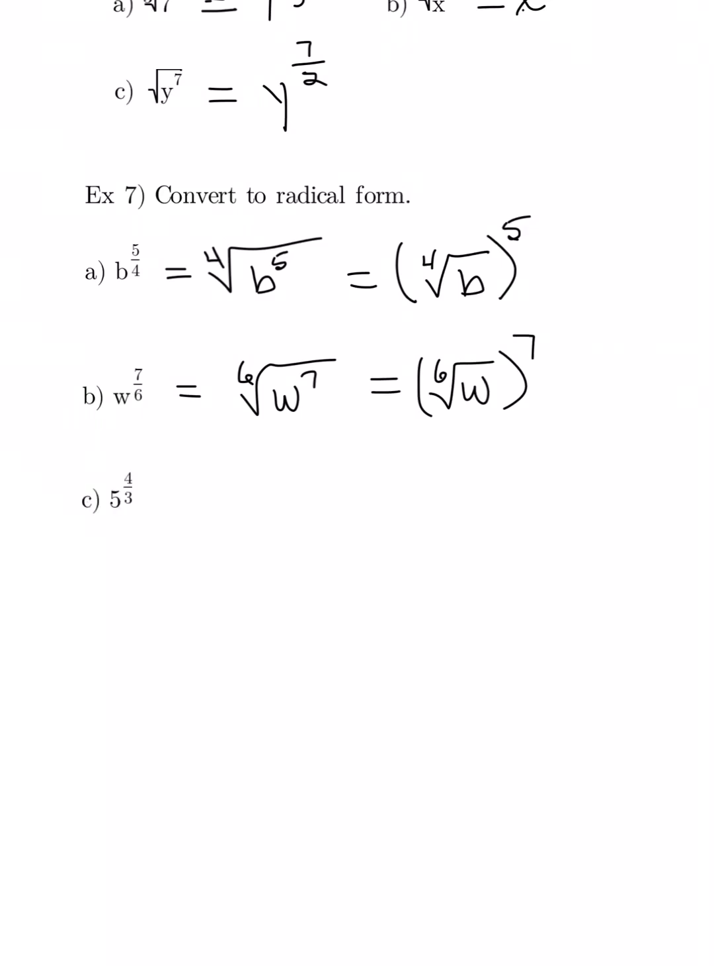The only thing different about our last example is that our base is a number instead of a variable. The process does not change. So this could be written as the cube root of 5 to the 4th, or the cube root of 5, the entire thing, to the 4th.